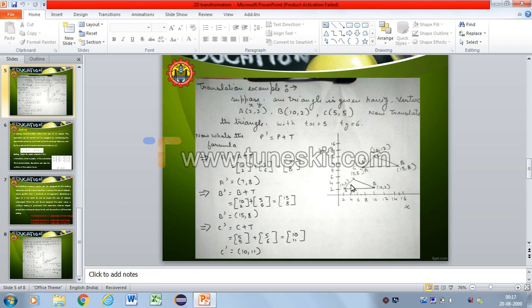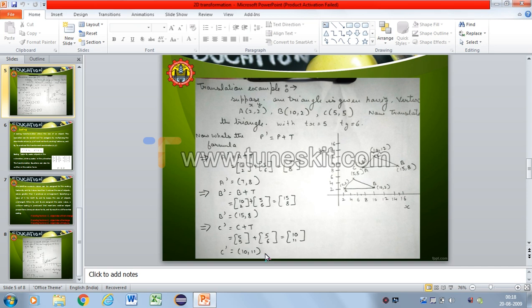Now we apply the translation distances to C dash. C dash, how does it come? C dash is equal to C plus T. So original coordinate C is 5, 5, right? And translation distance T is 5, 6, right? 5 plus 5 is 10. 5 plus 6 is 11. So we have new coordinates 10, 11 for C dash.